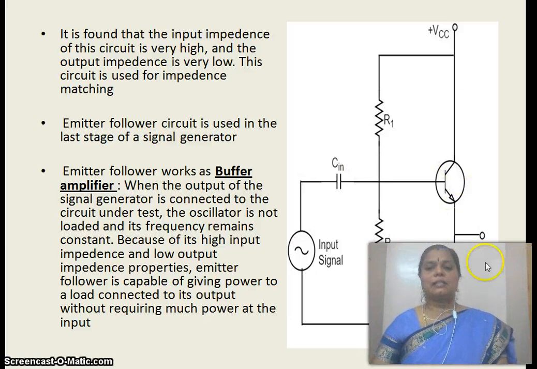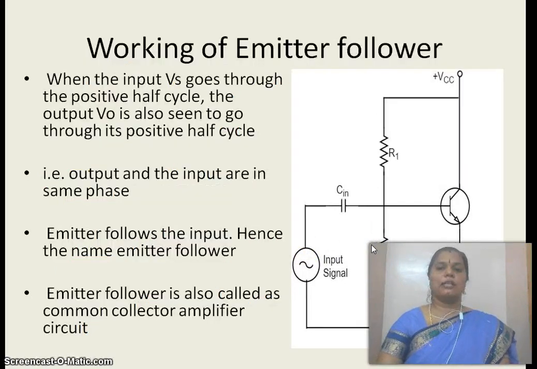This type of emitter follower circuit is used in the last stage of the signal generator. Another main advantage of this circuit is that it works as a buffer amplifier. How? Because of its high input impedance and low output impedance, the emitter follower is capable of giving power to the load because there is no resistance here in the output part. So whatever voltage is developed across the collector can be delivered to the load connected at the output terminals without any requirement of the input voltage. The output will be delivered without any problem or without any requirement of the input signal. So such amplifiers are called buffer amplifiers.